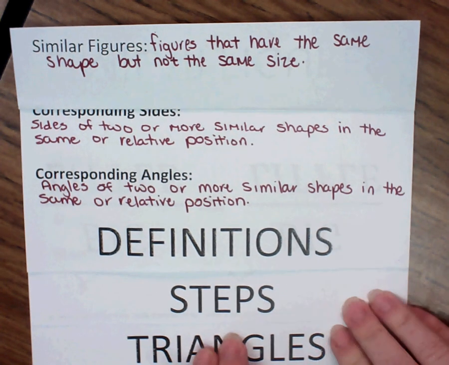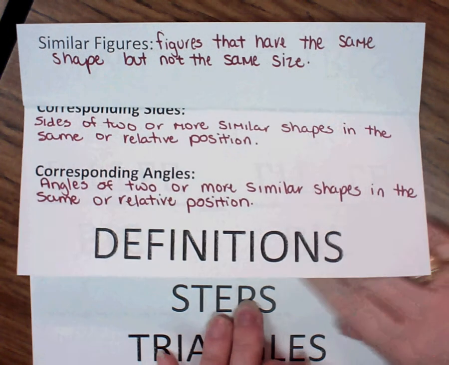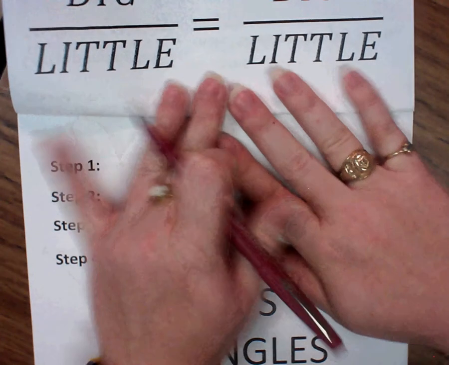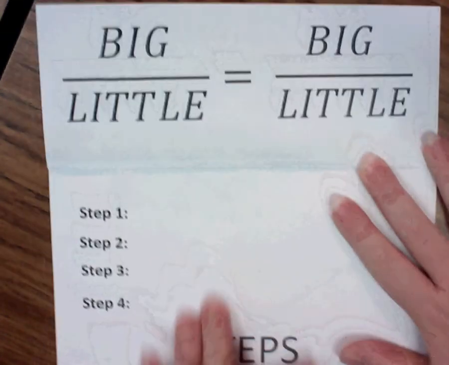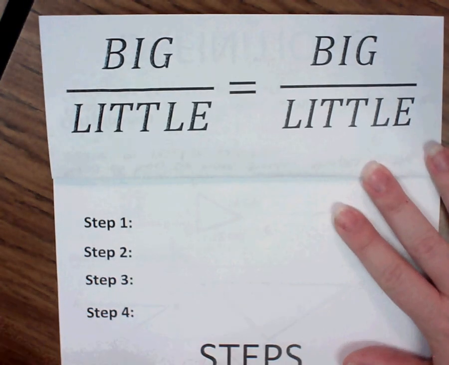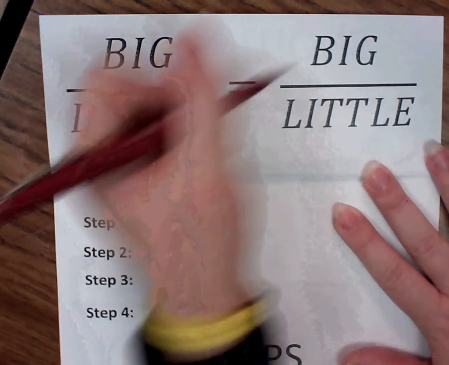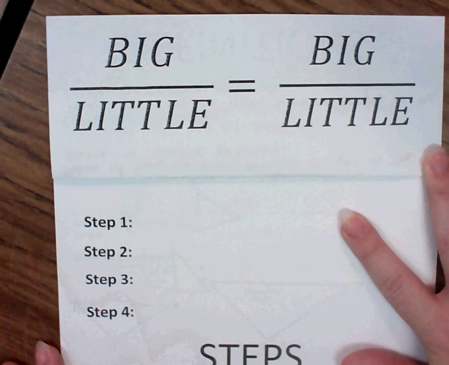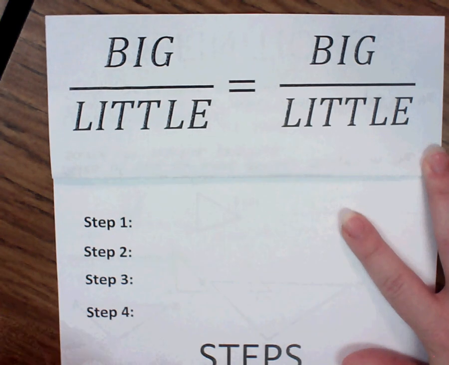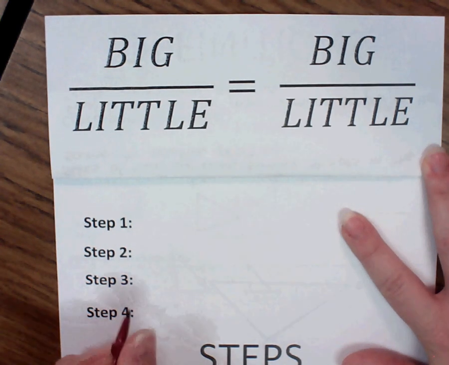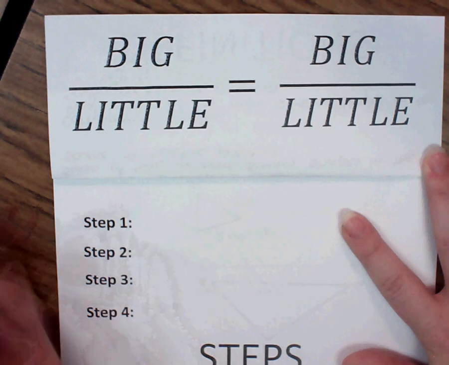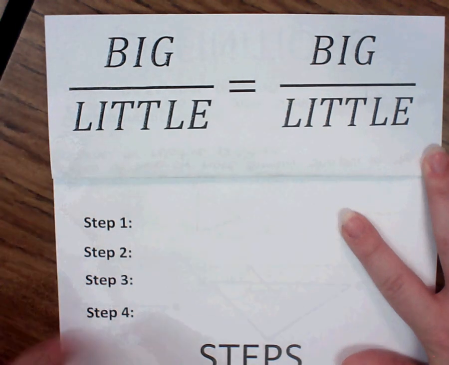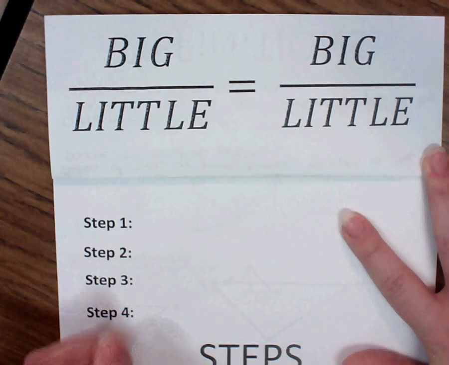Okay. Now let's move on to the steps. Once you flip over to where the steps are, you'll see at the top it gives us a proportion: big over little is equal to big over little. If we keep that in mind when we're setting up our proportions to solve for similar figures, we're going to start solving it exactly the same. So we want our big sides over the little sides, always. It'll keep it organized for us.